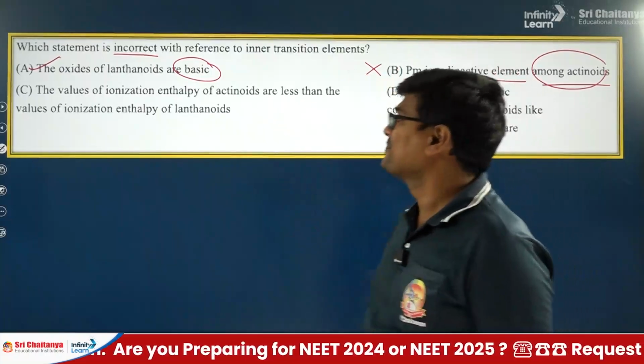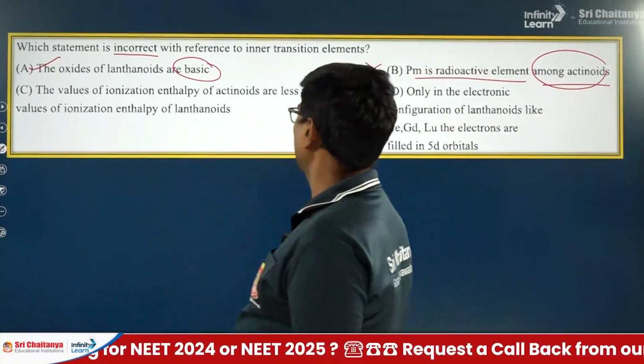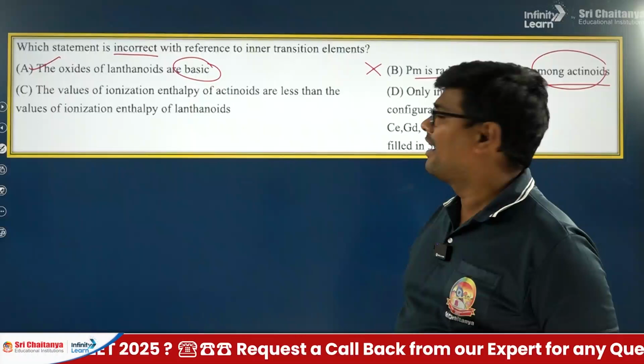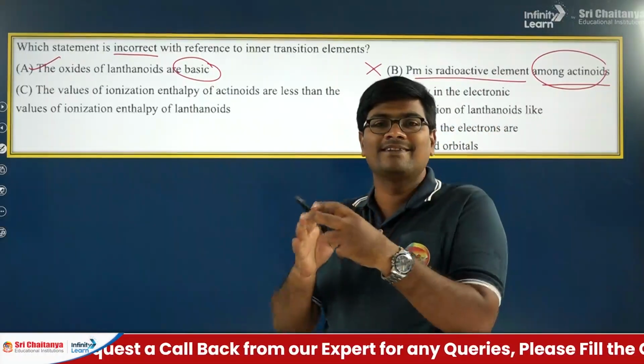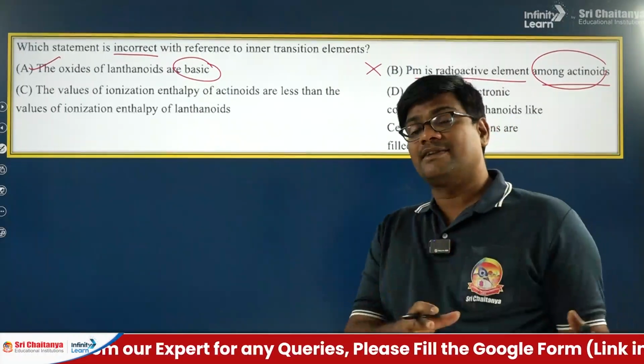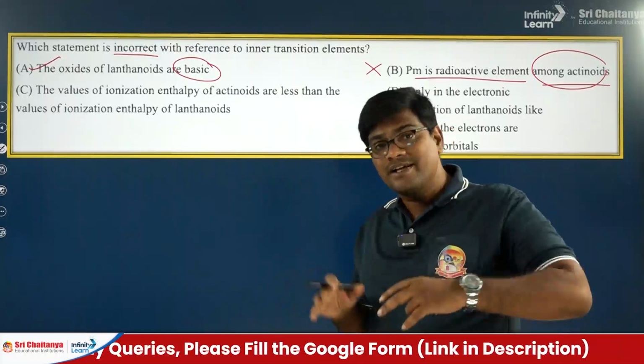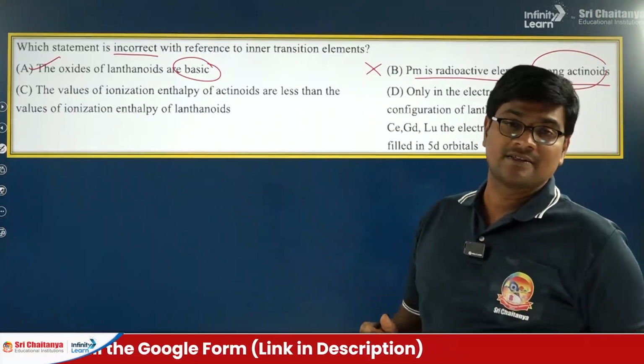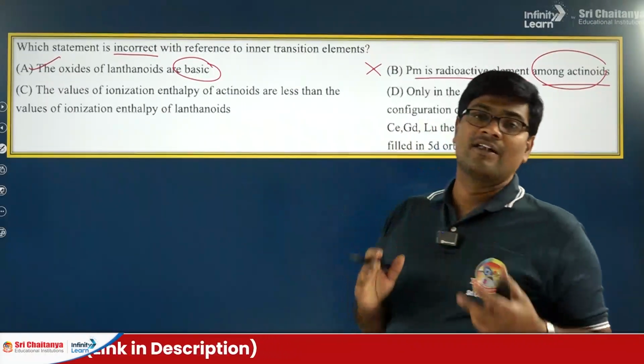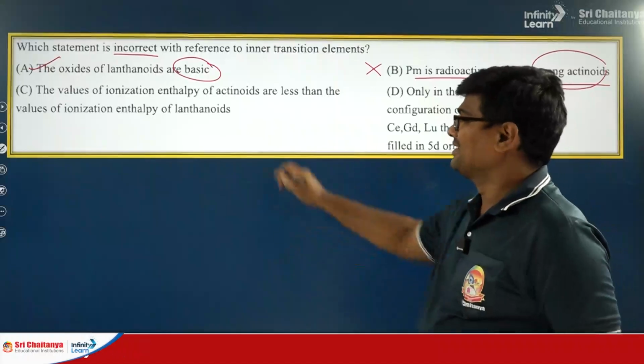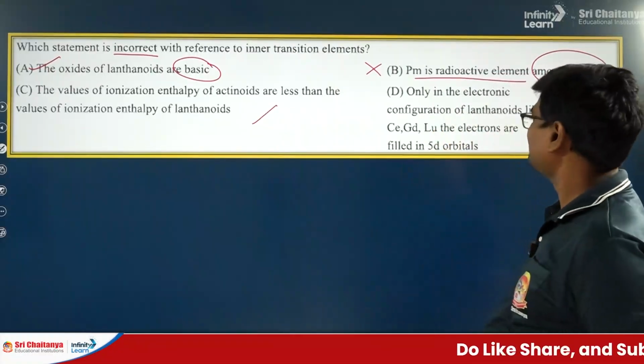Go for option C. The values of ionization enthalpy of actinides is less than that of lanthanides. Right only, because actinides are bigger in size than lanthanides. So down the group ionization enthalpy decreases. Therefore, actinides ionization enthalpy is less than the lanthanides. Right only. C. Let's go for D.